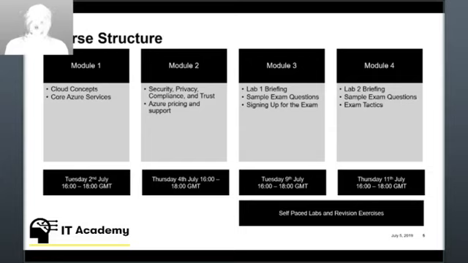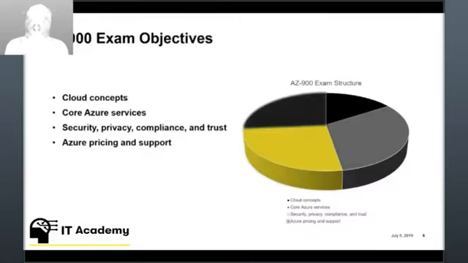Point is, by the time we finish this course, you should be ready to sit and pass the Azure AZ-900 Fundamentals exam. With that in mind, what is on the AZ-900 exam? The AZ-900 exam is structured around 4 areas, and funnily enough, they map directly to the modules and the lessons we're going to teach on this course.